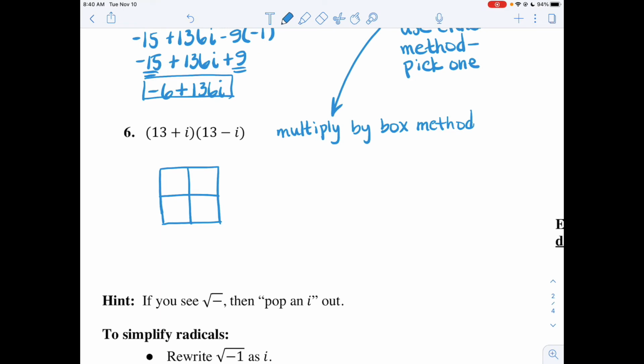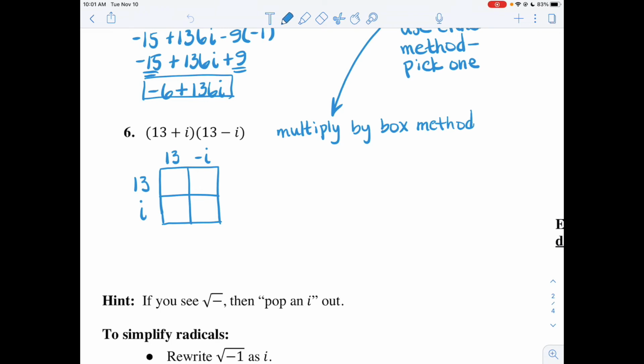So I have a 13 and an i, that's this expression right here, and then I have a 13 and a minus i, and that is this expression right here. It doesn't matter which one you put where, just pick a side, either the left or the top, and put each expression along one of those two sides.